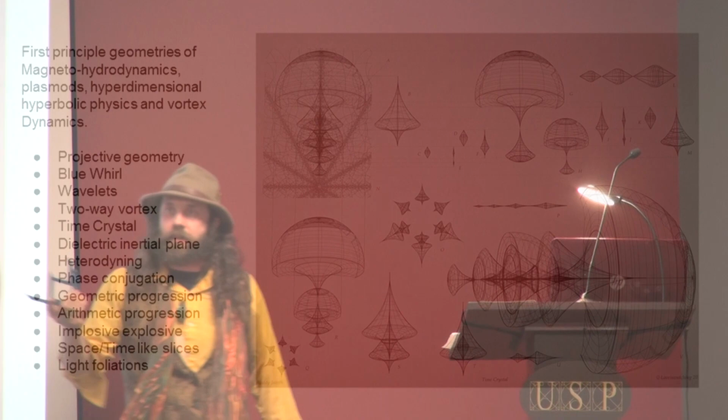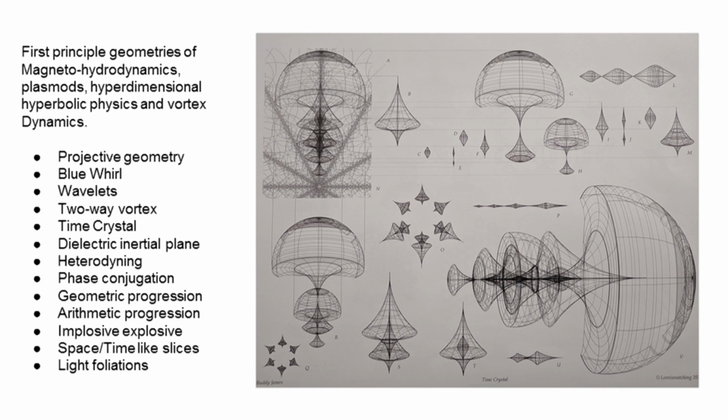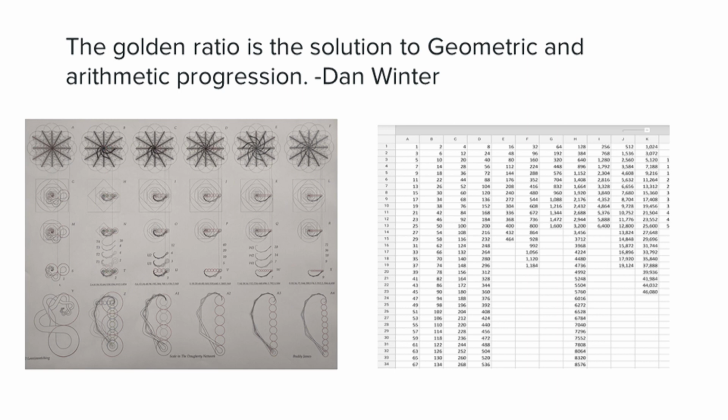So these are, for lack of a better term, plasmoids. And they are all tube toruses that have been deformed, diffeomorphisms of plasmoids. And they're all inherent in the structure. It's implosive, explosive, geometric progression, and arithmetic progression, which is the most important part. Now, Dan Winter says the golden ratio is the solution to geometric and arithmetic progression.